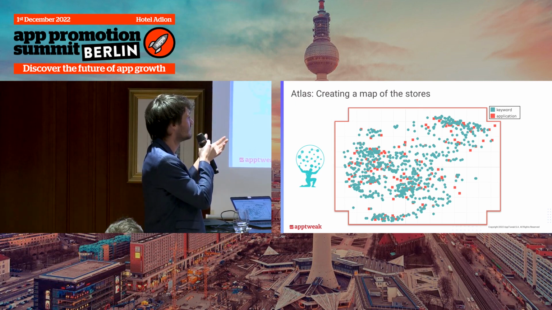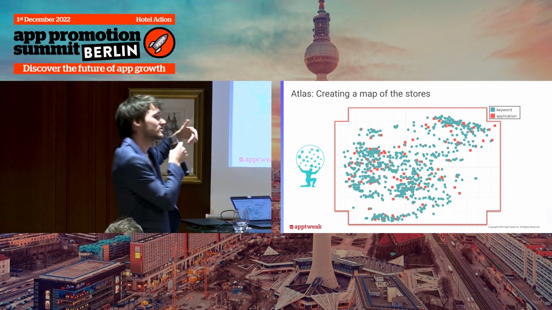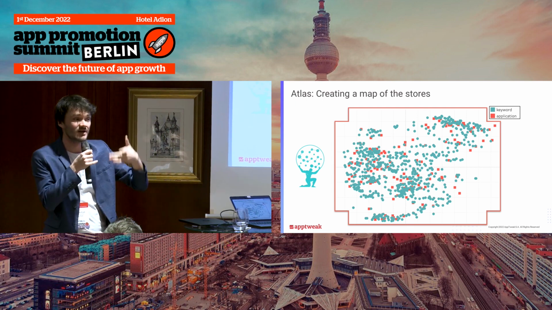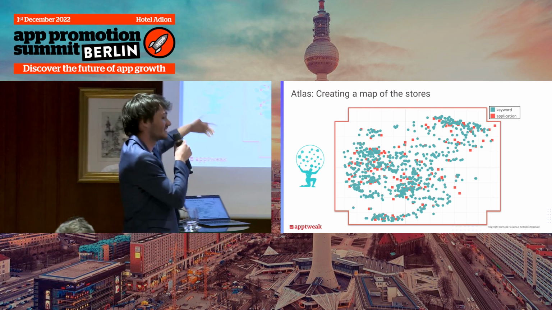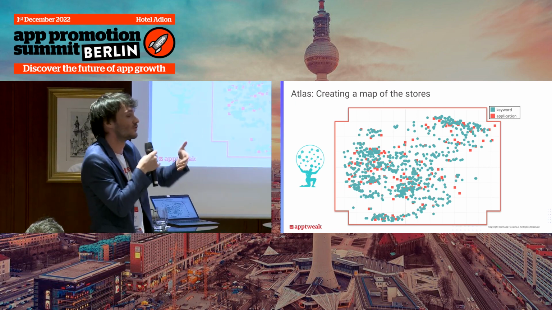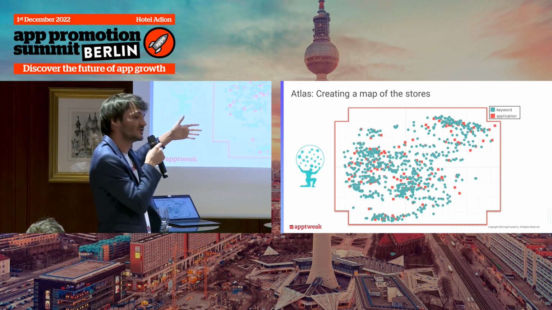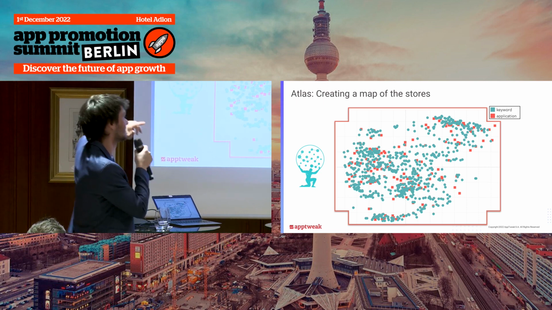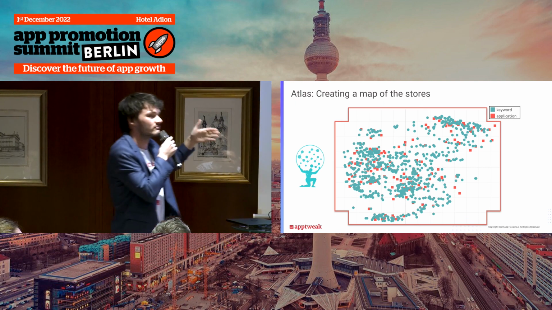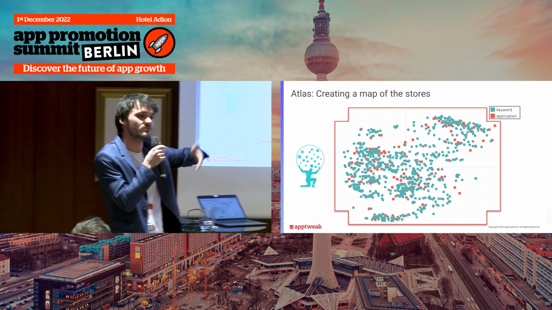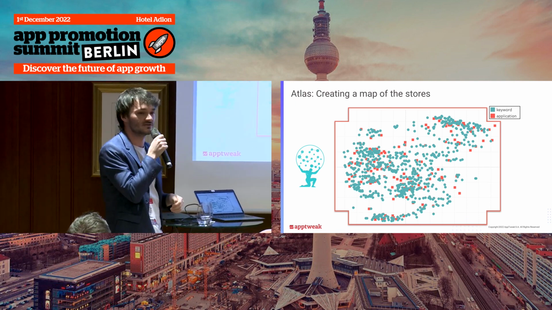The main idea behind this map is that if you take two keywords that are semantically similar, they will be very close to each other. And if you take two apps that are semantically similar as well, that have the same product in the end, they will be close to each other. And the last thing is that keywords and applications are comparable on this map. That means that the keyword of a brand is very close to the position of the application itself.